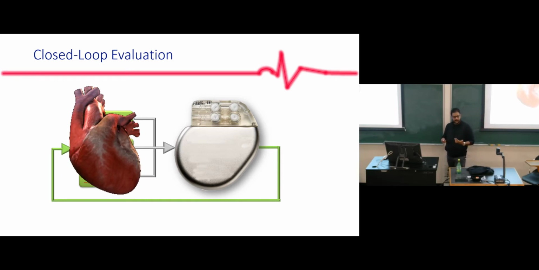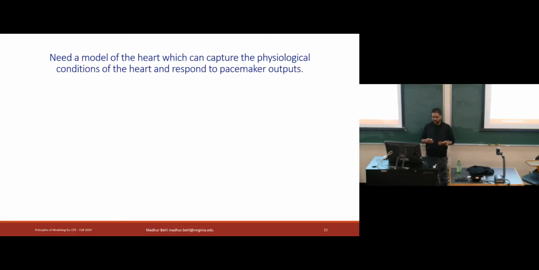This is a very ambitious task, of course, because first of all you need a model of a human heart which can capture these physiological conditions. And the human heart is the second most complex thing we know of in probably the universe. So it's very difficult to model this. But let's say we did have a model.